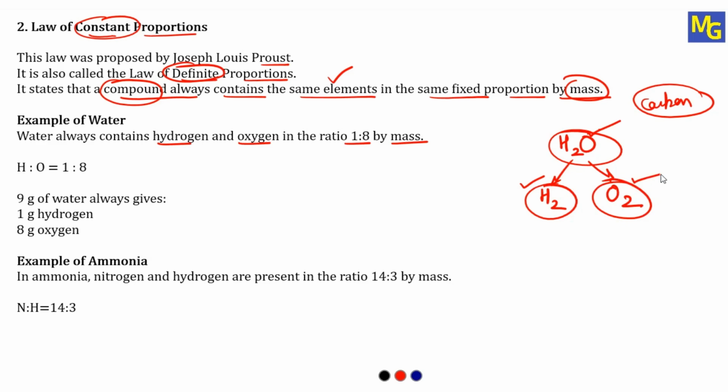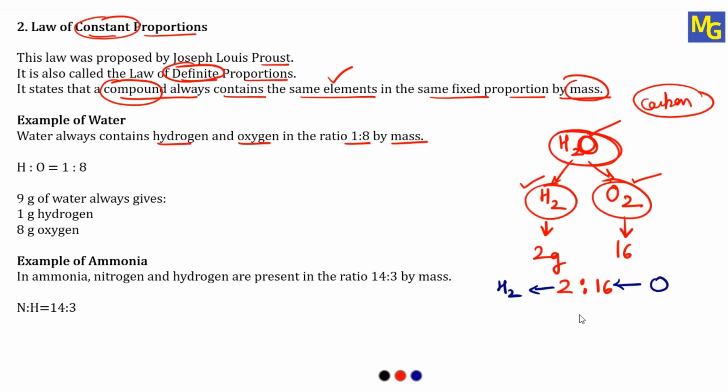And what is the formula of water? It is always H2O. And in this H2O, what is the mass of this H2? It is 2 grams. And what is the mass of this O? That is oxygen. In water, there is only a single O, so the mass is 16. So the ratio is 2:16. This 2 is indicating H2 and this 16 is indicating O, in H2O.